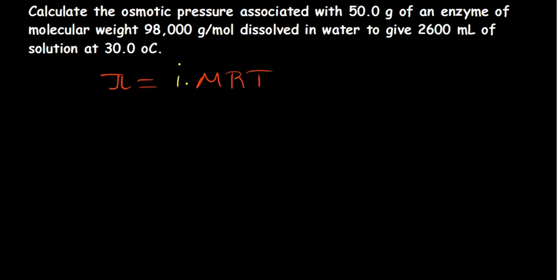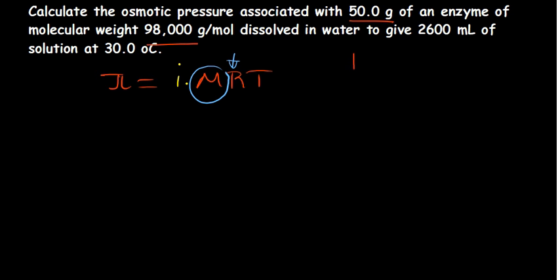Okay, so the important aspect is you finding the value of M, which is molar concentration. These others, it's not an issue. R is a constant. The temperature is just like always given. Okay, so let's try to see what we can do. So let's try to find the molar concentration. Now, associated with 50 grams of an enzyme, so the enzyme is 50 grams, its molecular weight is 98,000.